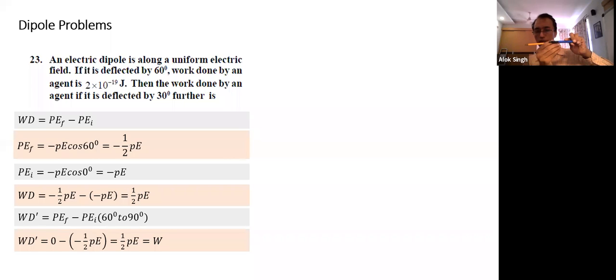Will it go like this? Will it go like this? No, this is how it will oscillate. Are you following what will happen? If I release the dipole, it will tend to align with the electric field vector, but as it reaches there, it will gain kinetic energy. And because of kinetic energy, it will overshoot. It will keep oscillating.